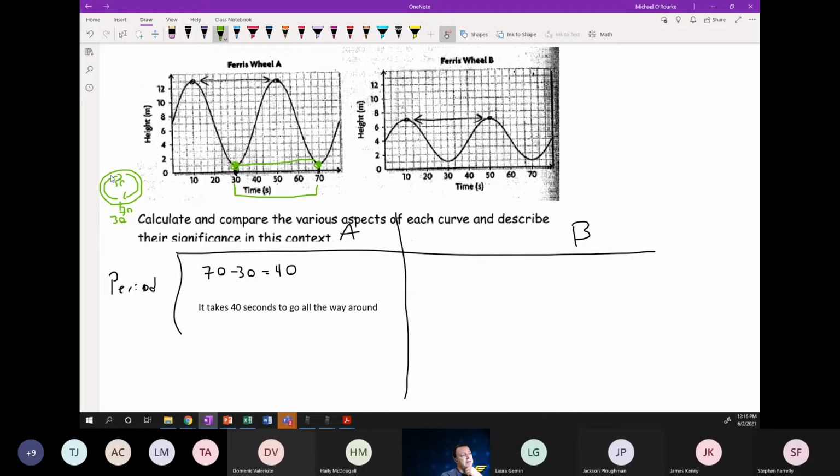So the period is how long it takes to do one full rotation. So what I did was I just took the highest number, 70 minus 30, which told me that the length of time here was 40.